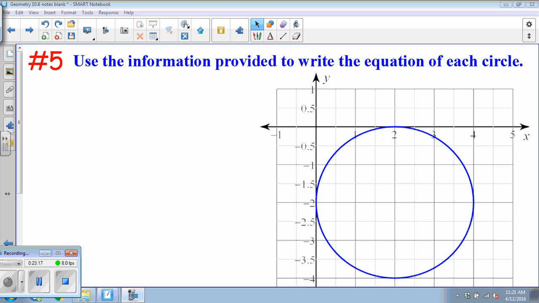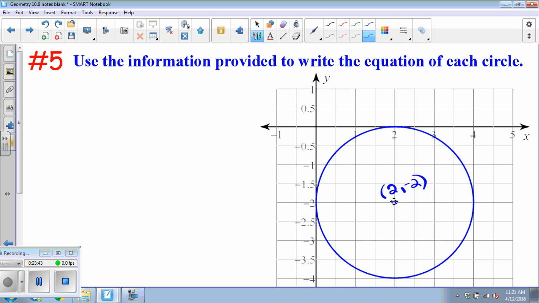Okay, number 5 says, use the information provided to write the equation of each circle. Again, it's the same thing. What do we need to write the equation of the circle? The center and the radius. Looking at this graph of the circle already there, you can figure out what the center is. Very good. So, this is the center, so that's (2, -2).